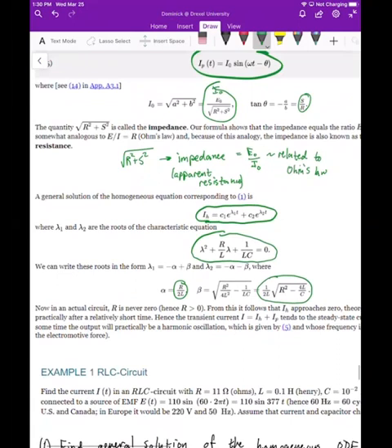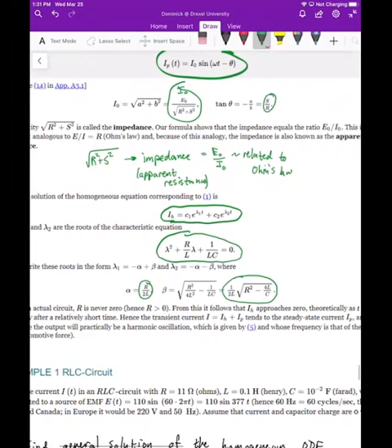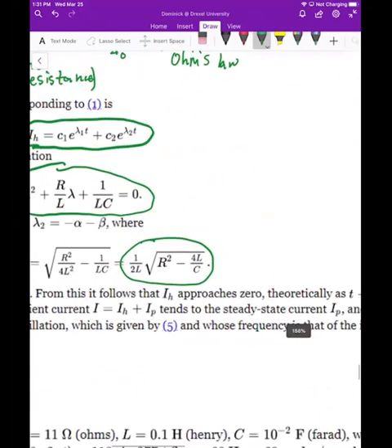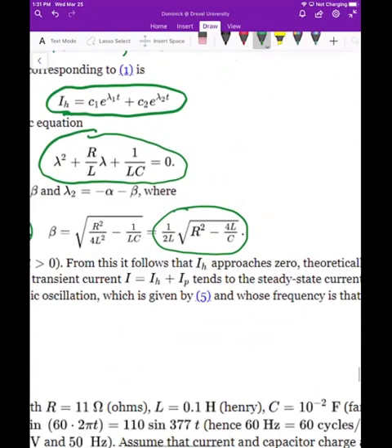All right, so of course, now in an actual circuit, your resistance is never fully 0. So what that means is that your homogeneous solution is always going to approach 0, as t goes to infinity. So the transient current is always going to approach your steady state current, right? Because again, since IH goes to 0, that means that I, which is IH plus IP, is going to just approach IP. And again, this is your steady state current.